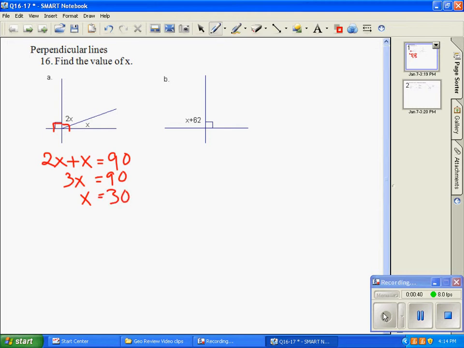Okay, this next one, again, we have the perpendicular line. So if the box is on the one side, that means the other side is also 90 degrees. So we can just take this x plus 62 and set it to 90. And we just subtract 62 from both sides. So we're going to get x equals 28.